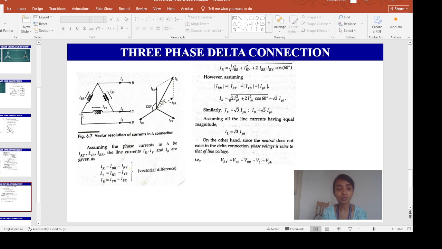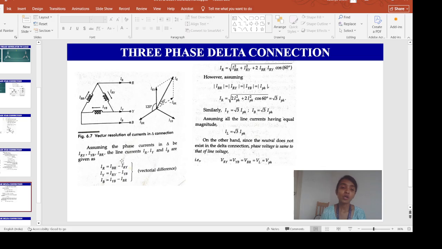Similarly, if you want to apply KCL here to find the line current IB, it will be IYB equals IBR plus IB. So it will be IB equals IYB minus IBR. Just the vectorial difference between the phase currents if we want to find out the line current.